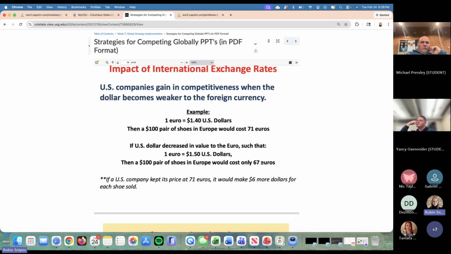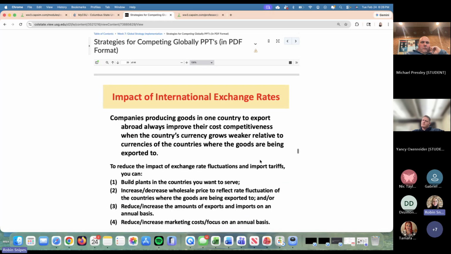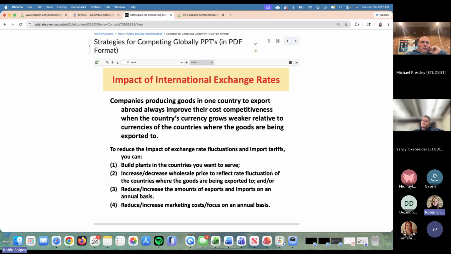So we have that option. We can continue to charge €71 and enjoy a higher profit margin, or we can reduce our price and be more price competitive in Europe as well, all the other things being equal. There are other things we can do if we're competing in other countries where you're finding, especially in those developing countries where the currency is in fact weaker, and we're not competitive because of our stronger currency, the American dollar.